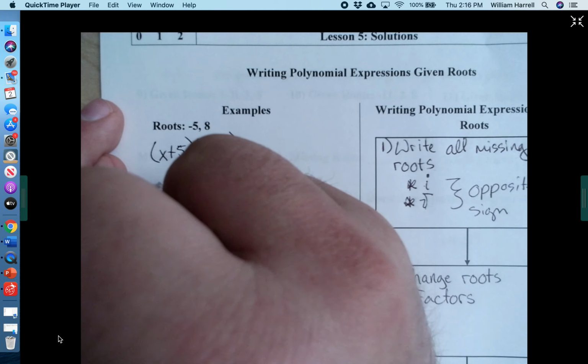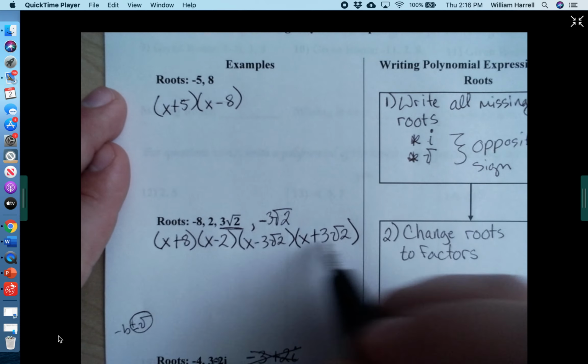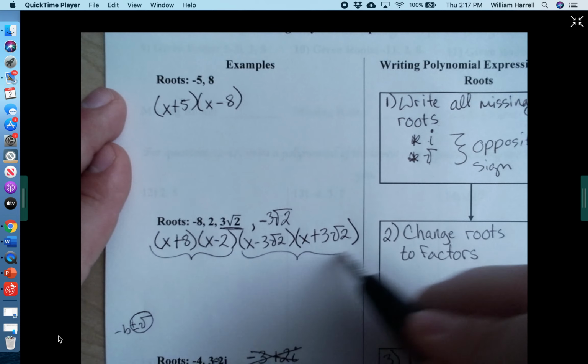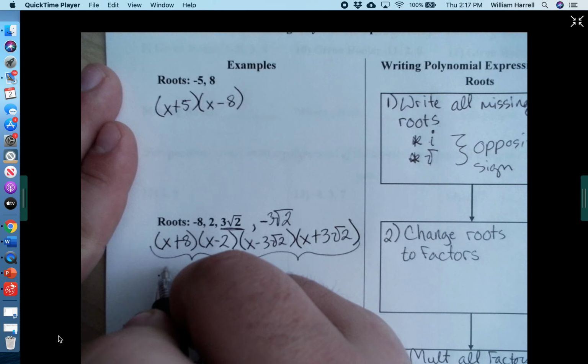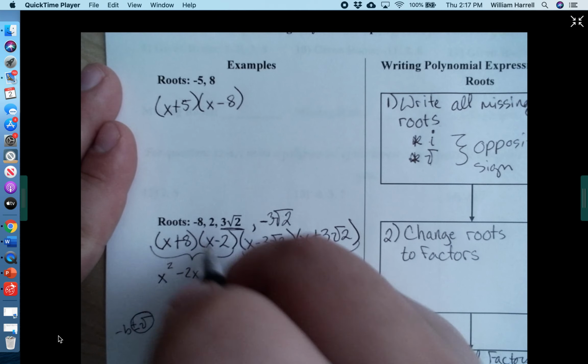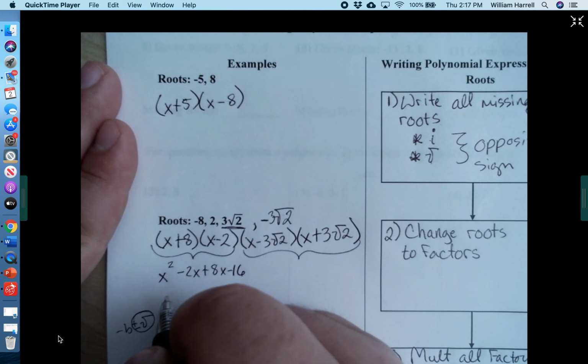So I have, you know what? I lied. I'll leave this one and the third one. I'll do the second one. When I have more than just 2, I like to do these in pairs. The reason I do them in pairs is because I can essentially do the box method in my head. So I can have x times x is x squared, first, outside, minus 2x plus 8x minus 16, and I essentially talk myself through it there, going pretty slow.